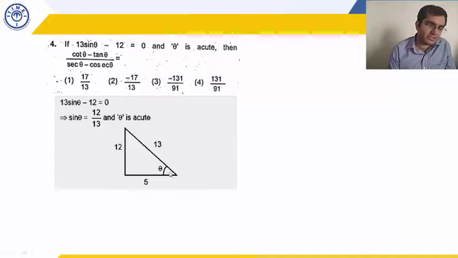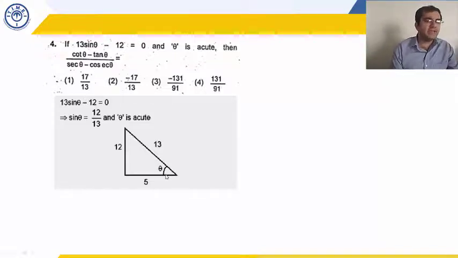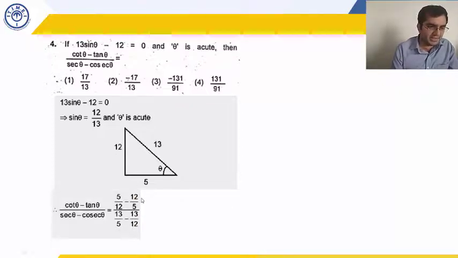Now you know where theta is, and you have all three sides. So now we can find all the ratios. What will be tan theta? Tan theta will become 12 by 5, perpendicular divided by base. Cot theta is the inverse of tan theta, that is 5 by 12.